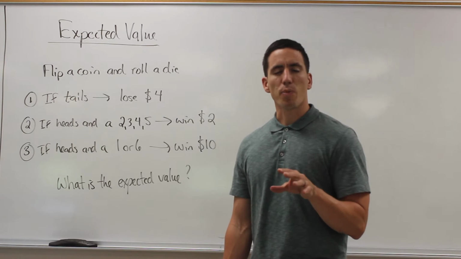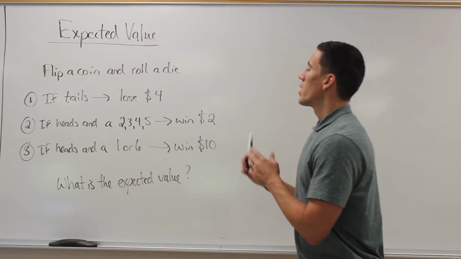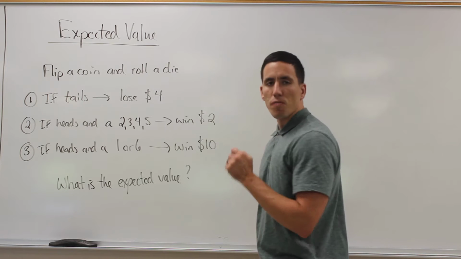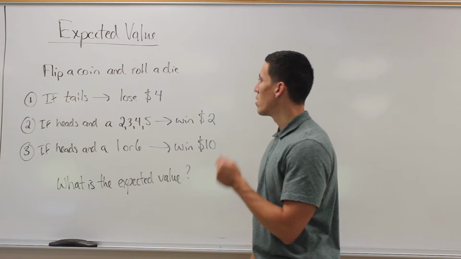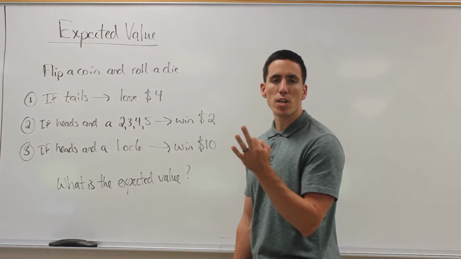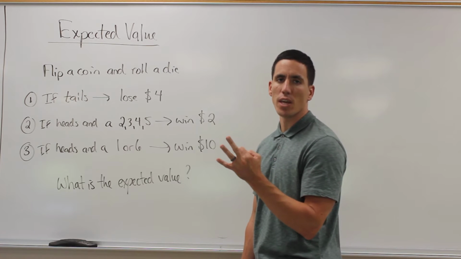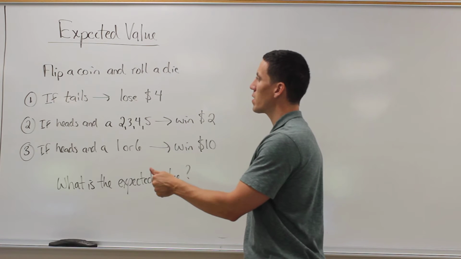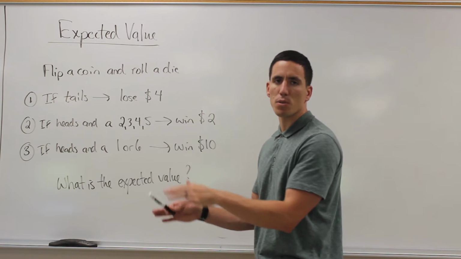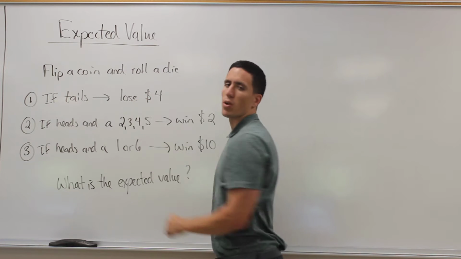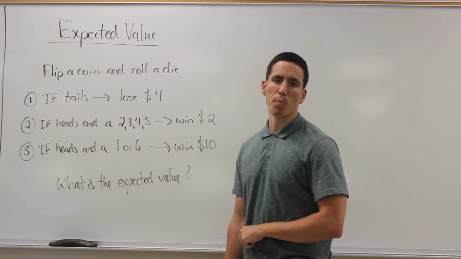Let's take a look at an expected value example problem. Here's the game. You're going to flip a coin followed by rolling a die. There are three possible outcomes of the game. Number one, if you flip the coin and it's tails, the game is immediately over and you lose $4. You give $4 to the game maker.